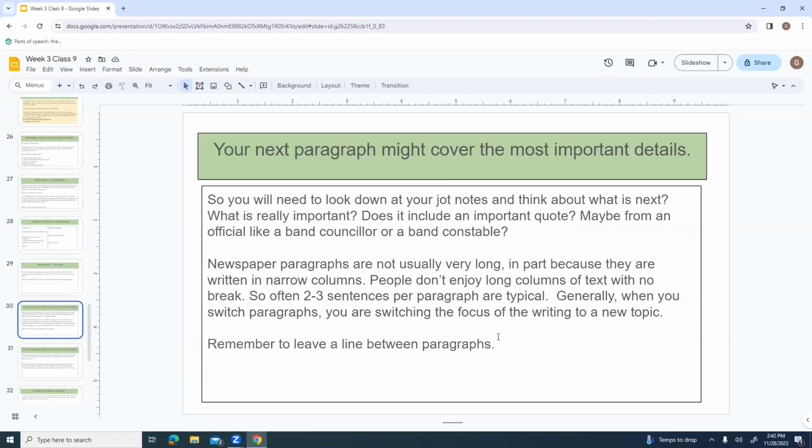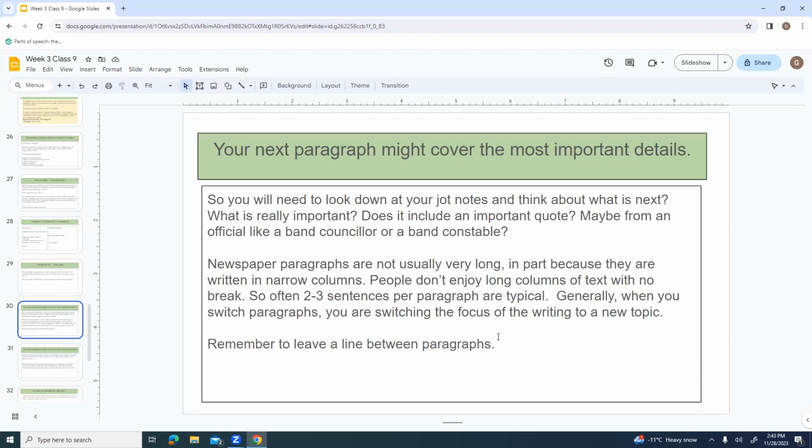Now, next paragraph, that's going to be your most important details. What is the most important thing about this story? What's next? Does it include an important quote? Maybe somebody official, like a band counselor or a band constable, is going to say something about the incident. Newspaper paragraphs are not usually very long, in part because they're written in very narrow columns. They're not usually written across the whole page, right? So often 2 to 3 sentences per paragraph is pretty typical.